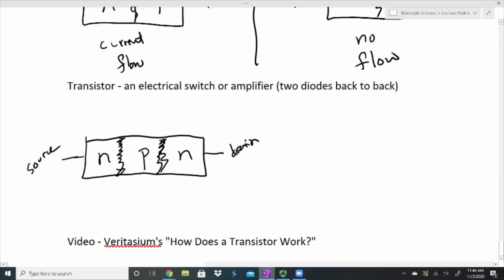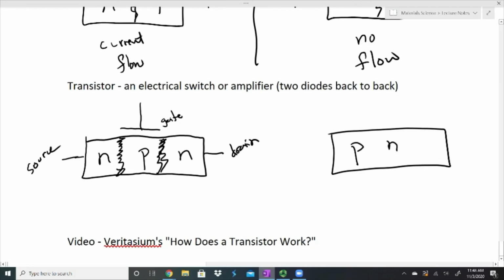A transistor can work as a switch or an amplifier. I need one more component here, and what we do is we put a gate up here. It doesn't necessarily have to be an N-type, P-type, N-type. I could have one that is a P-type, N-type, P-type. You can set this up however you like. Again, you're the designer, you're the engineer. You can figure out what works for you.